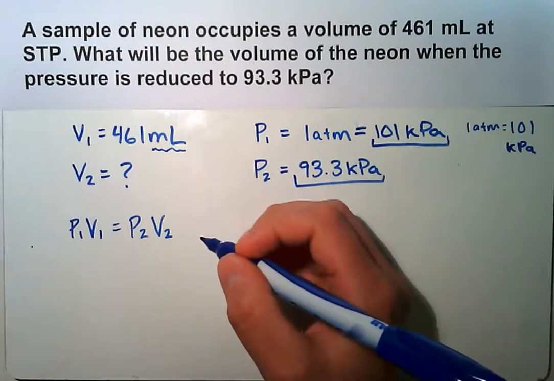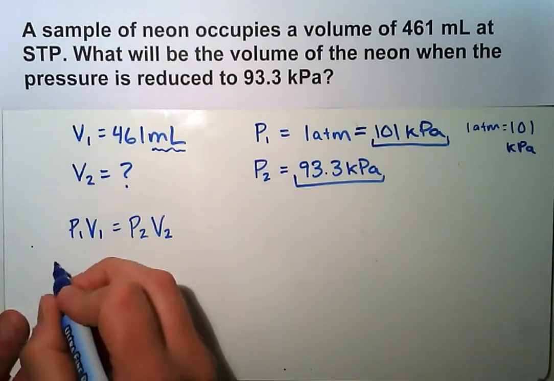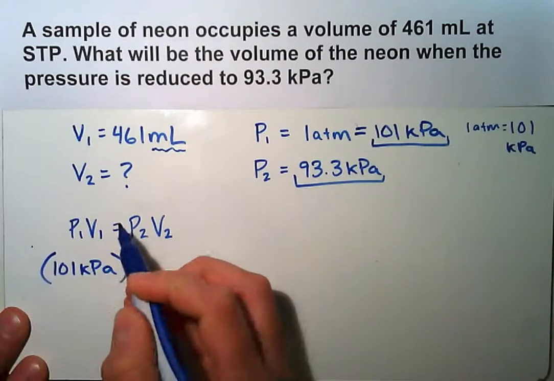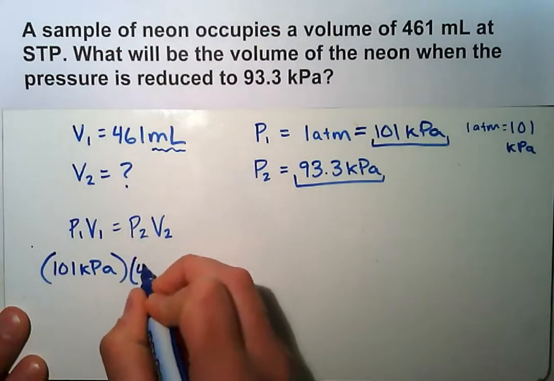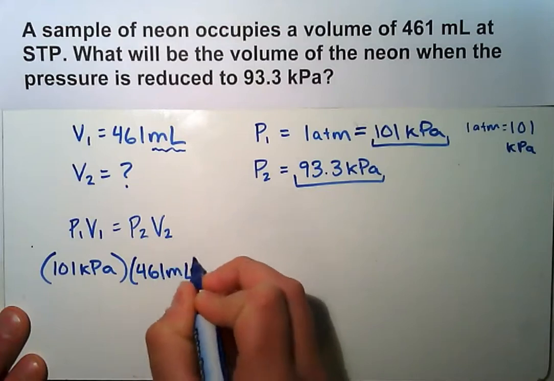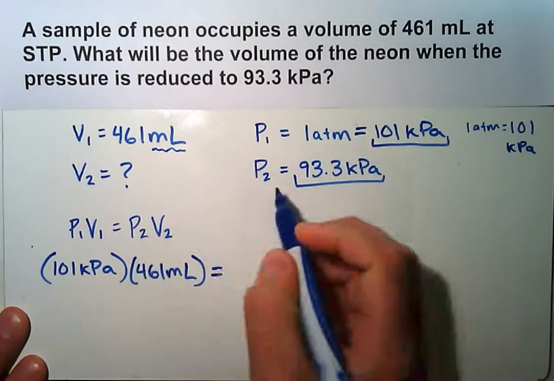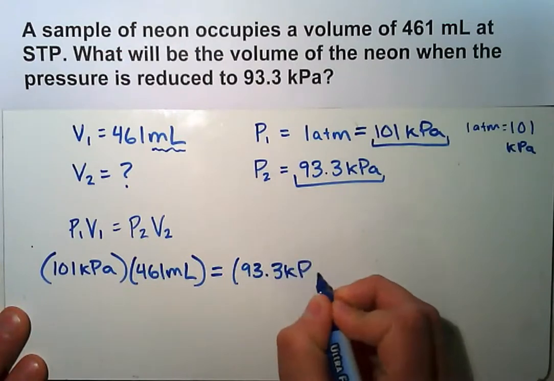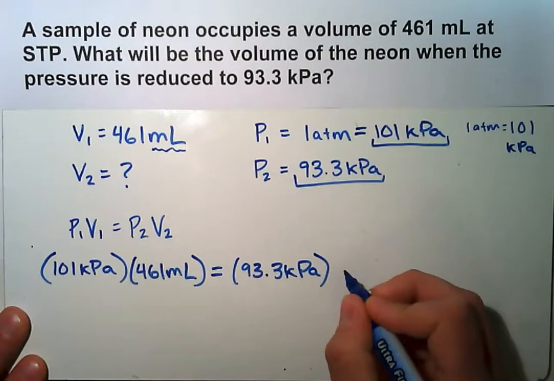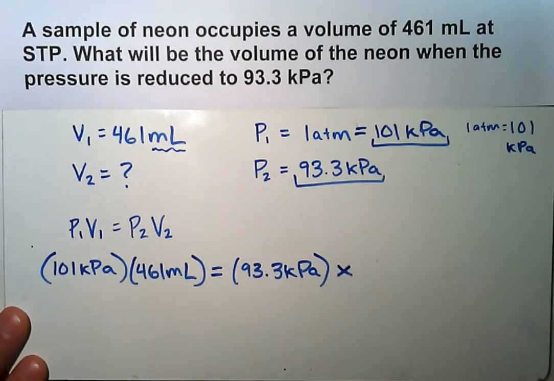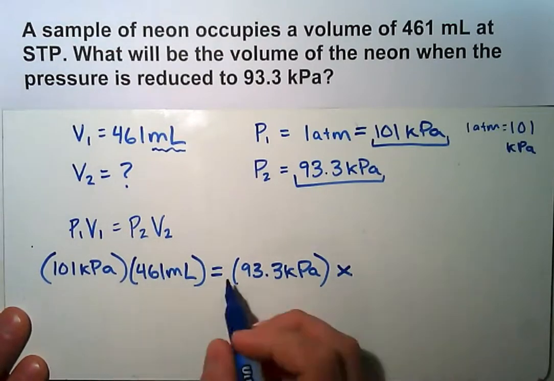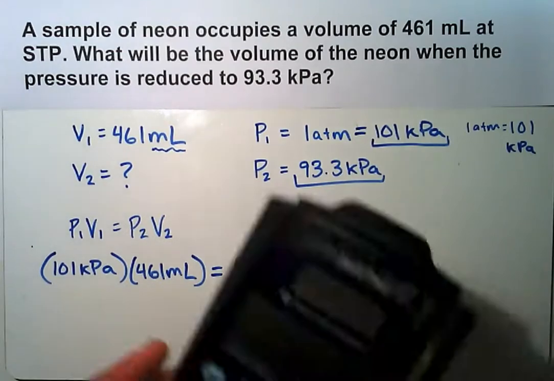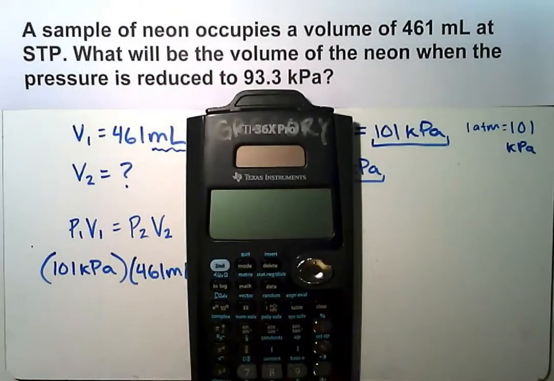So let's go ahead and do this substitution now. P1, so 101 kPa, times V1, so 461 milliliters, equals P2, 93.3 kPa, times V2, which we don't know, so we'll plug in X. So now to solve for X, all we need to do is multiply these two values together and then divide by 93.3. So let's start with the multiplication part.